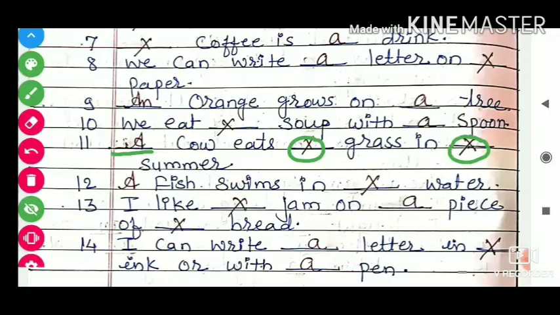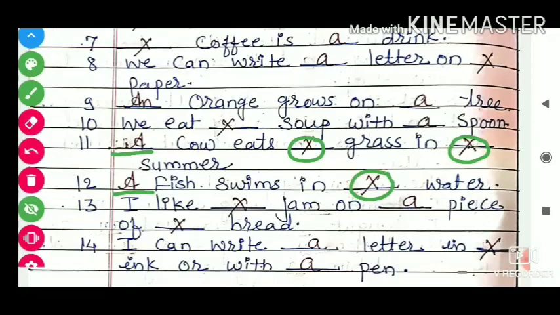A fish swims in dash water. A fish we are using because we are talking about a particular fish. A fish swims in water. Fish is uncountable. We won't use any article before fish. But here we are talking about a particular fish, so we can use a fish. A fish swims in dash water.